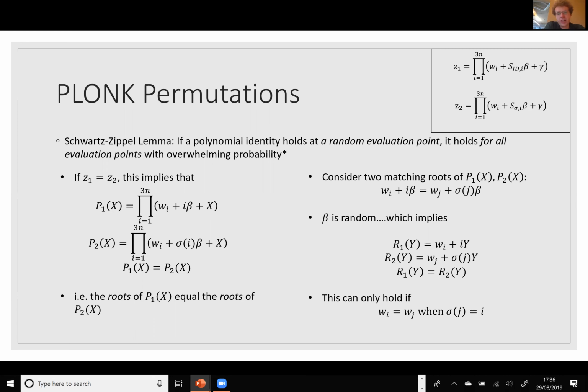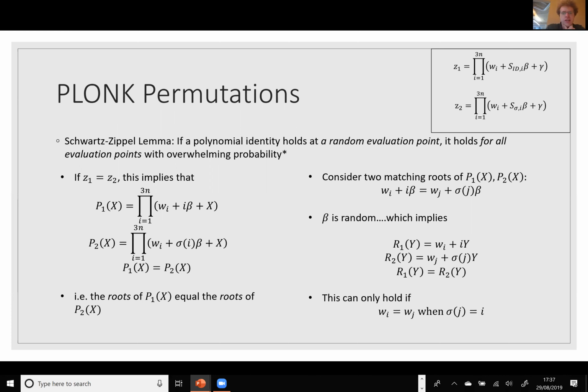Basically, at the top right is where I have these z1 and z2 relationships. You can use the Schwartz-Zippel lemma because those betas and gammas are random, right? So you can say that you're effectively evaluating a polynomial at a random point, gamma. Here I've rewritten z1 and z2 as polynomials in x, where you then convert x into gamma. And if z1 equals z2, then these polynomials with overwhelming probability are going to be equal to one another as well. What you can tell from that is that the roots of these polynomials are going to be the same, though obviously in different orders if you list the roots. Each product term in P1 of x is going to be equal to one of the product terms in P2 of x, but just in a different order.